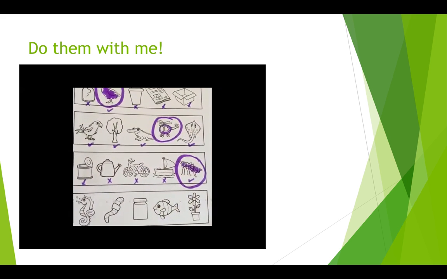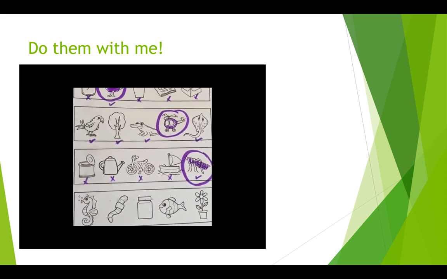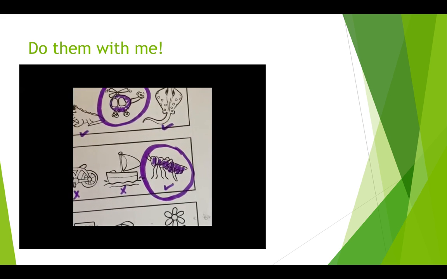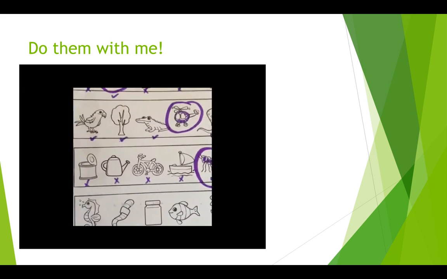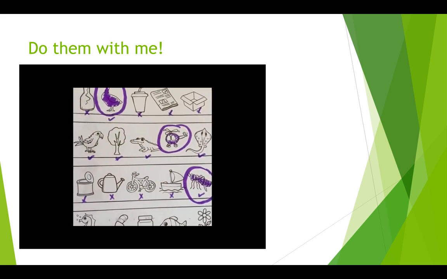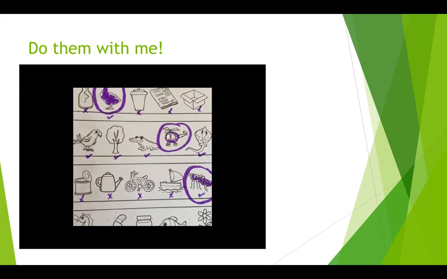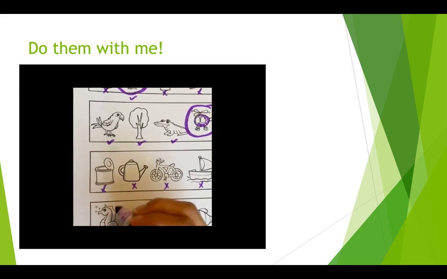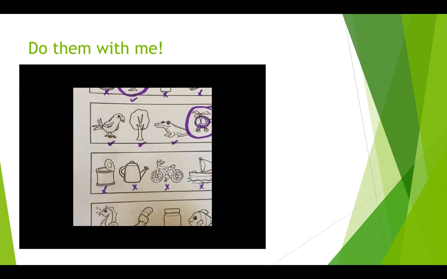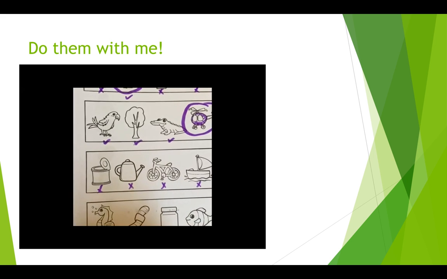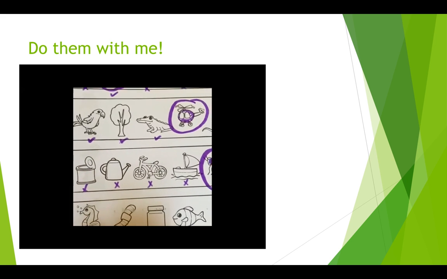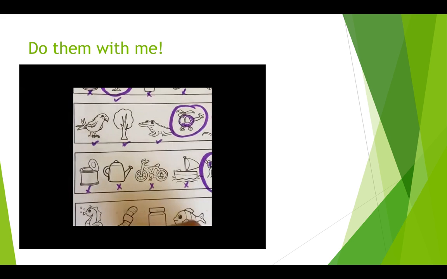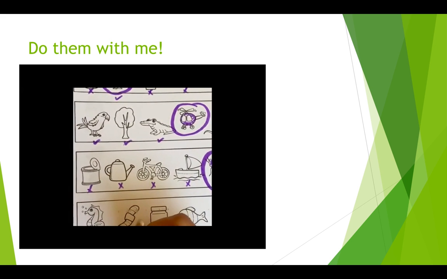Let's see if you can guess which one it is in our last row. We have a seahorse, a worm, a jar, a fish, and a flower. Which one does not belong? Let's see if you're right. Are you ready? Okay. Is a seahorse alive? Yes, it breathes, it reproduces, it eats. That's right, it is alive. What about a worm? Is a worm alive? Yes, a worm eats, reproduces, it needs air, so it is alive.